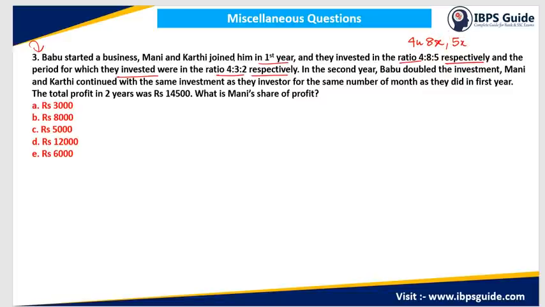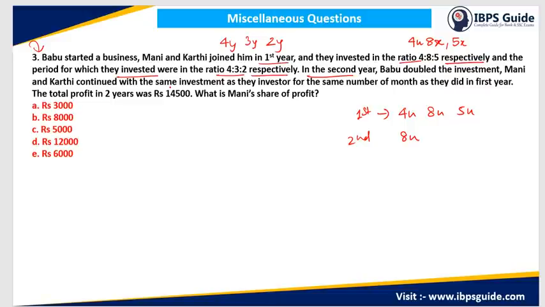Okay. And since आपका time भी अलग अलग दिया गया है, तो 4y, 3y and 2y is the time period of investment for Babu, Mani and Karti. Okay. Now in the second year, so this is basically for the first year. So first year they have invested 4x, 8x and 5x. Okay. Now in the second year what is happening? Babu doubled the amount. So double the investment means this will become 8x.